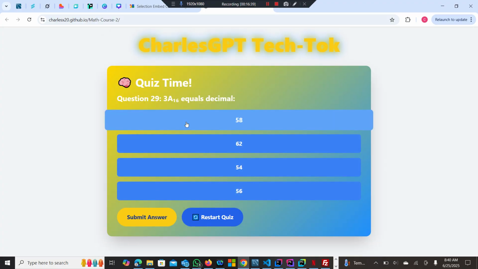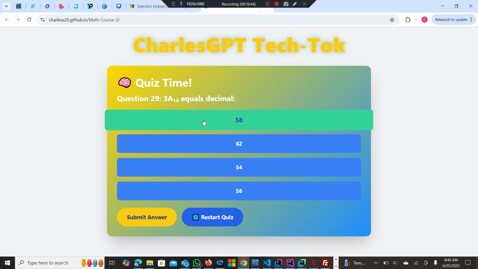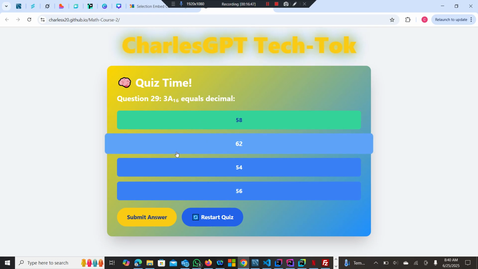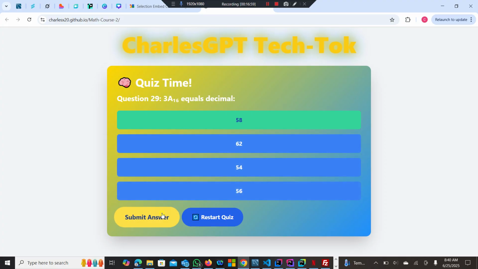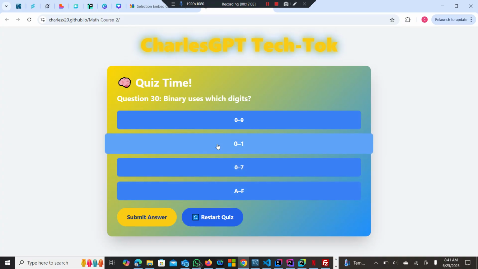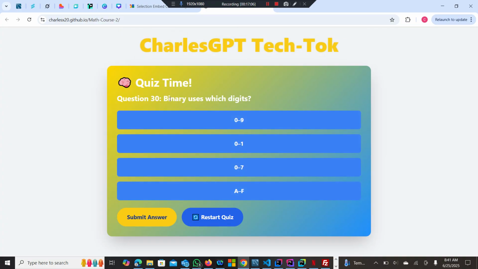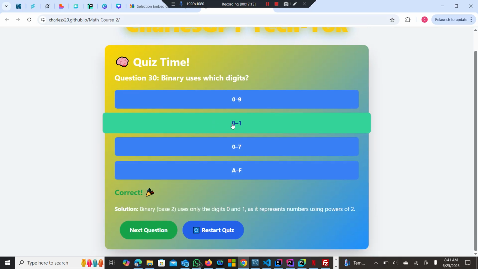Okay, so 3A in base 16 equals 58. Don't worry, I'm the one that sets the questions, so I already know the answer. Don't think I'm that smart to solve this in the twinkle of an eye. But you can restart the quiz and get your own questions. So submit answer, correct, and it shows you the solution. So the next one, binary uses which digits? Since binary is base 2, it uses this. Let me submit. Yeah, 0 and 1 is base 2.